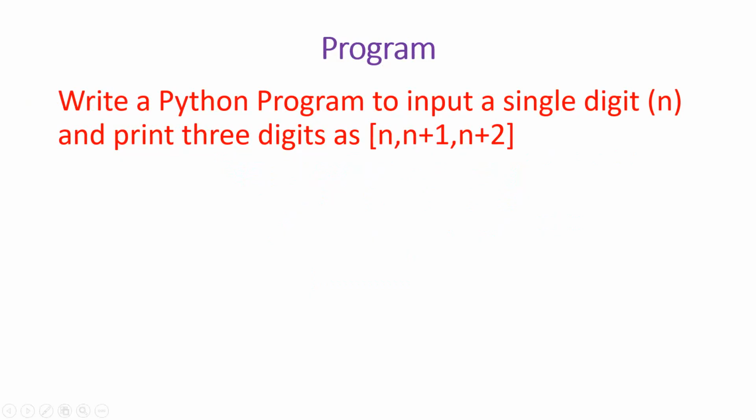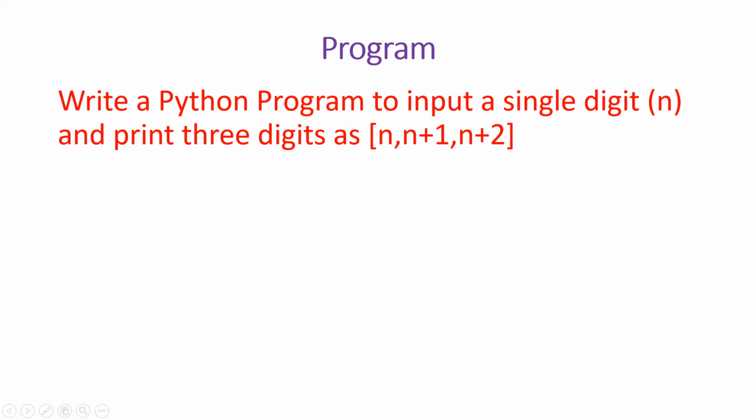Hello friends, we are going to write a Python program to input a single digit n, and we are going to print the three digits in the form n, n+1 and n+2. For example, if we input 5, the output should be 5, 6 and 7.